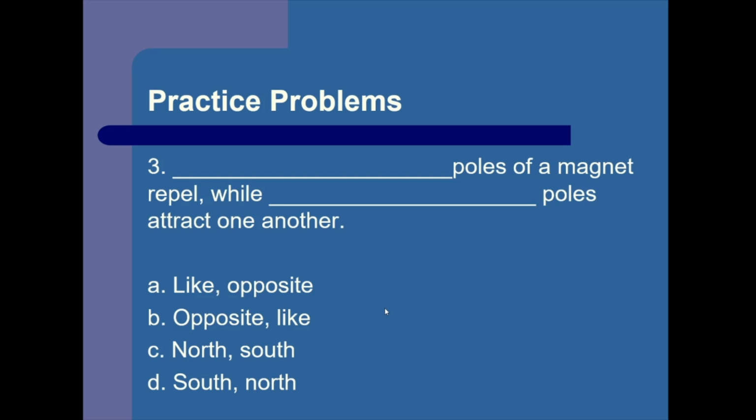Practice problem number 3 says blank poles of a magnet repel while blank poles attract one another. So is it like and opposite, opposite and like, north and south, or south and north? Well, we know that like poles of a magnet will repel while opposite poles will attract one another.